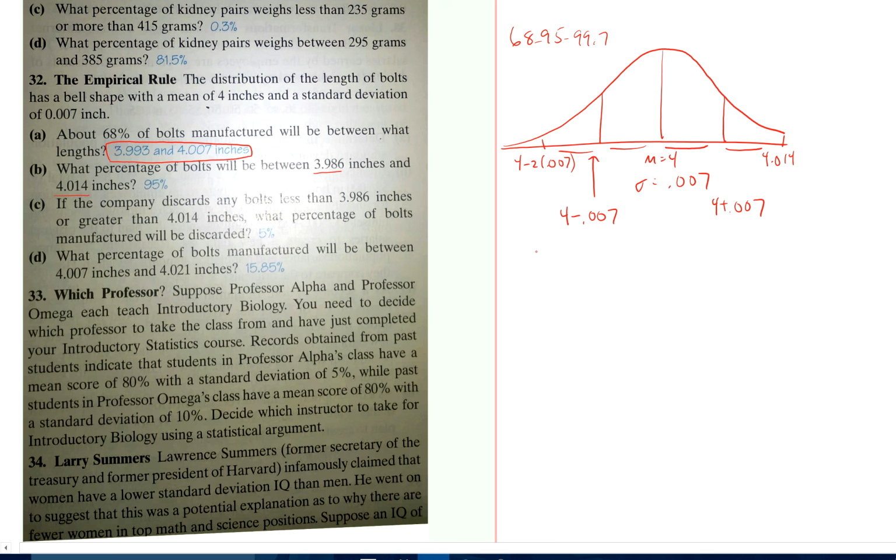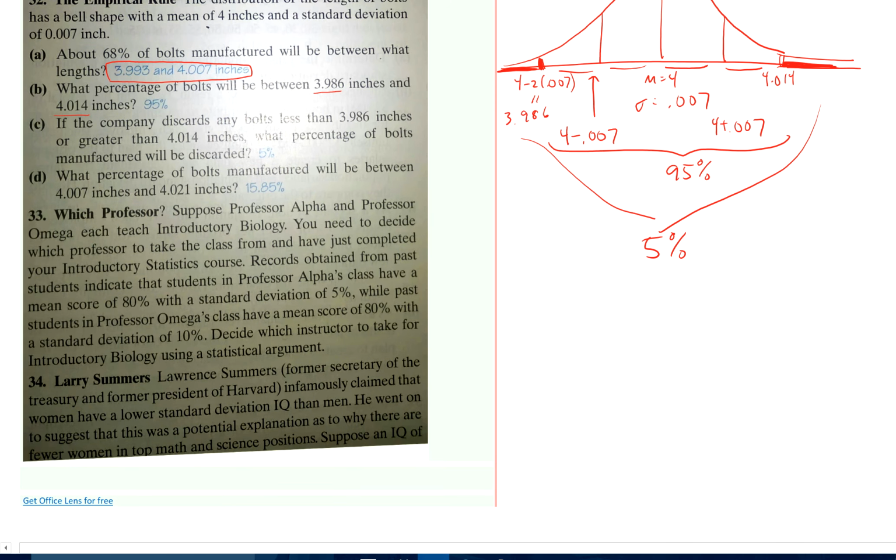If the company discards bolts less than 3.986, this number right here is 3.986. These guys over here are greater than these over here. This is like the last problem we just did. Or over here, what percent get discarded? Well, in between those two is 95%. So on the outside, it's going to be 5%.